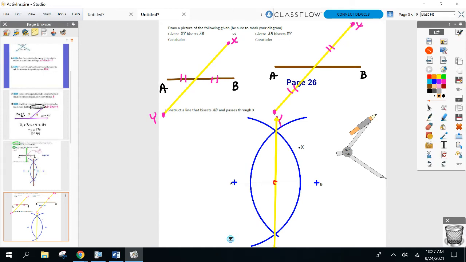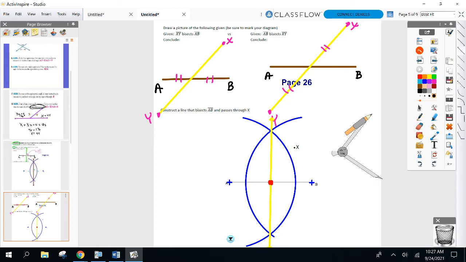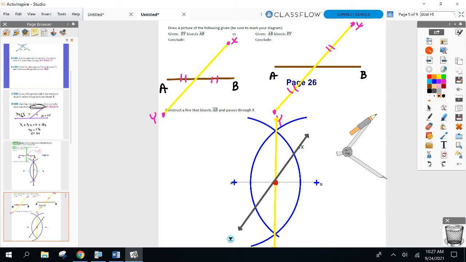So I now know where the midpoint is. Now what do I line up with my straight edge? Zach? X and the midpoint, and that's the line I want to see. Because this line right here is a perpendicular bisector, but it doesn't go through X like the question asked. That's the line, my gray one up here. That's the one I want. And show me it bisects, so get your markings.